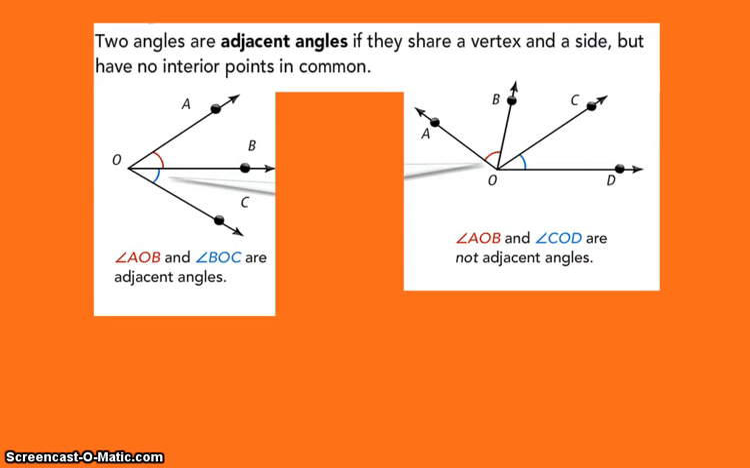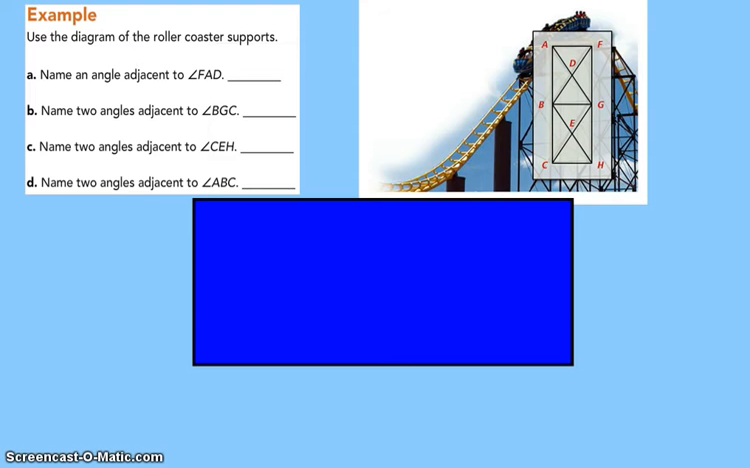On the right, angle AOB and angle COD are not adjacent. They share the vertex, the letter O. However, they do not share a side. I'm going to have you pause it right here, answer these 4 questions, and we'll come right back and see how you did.